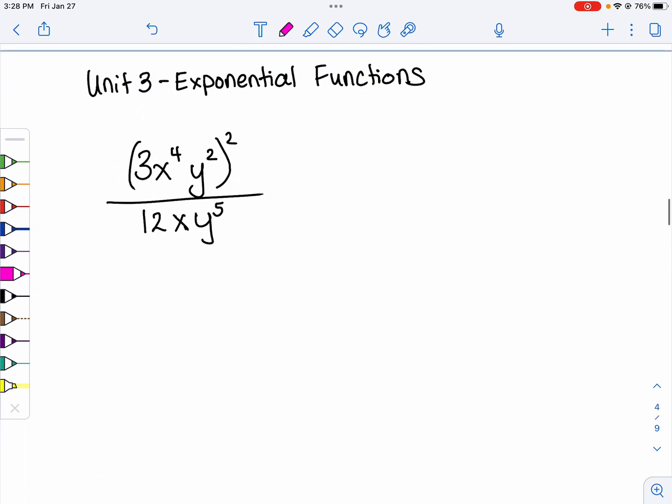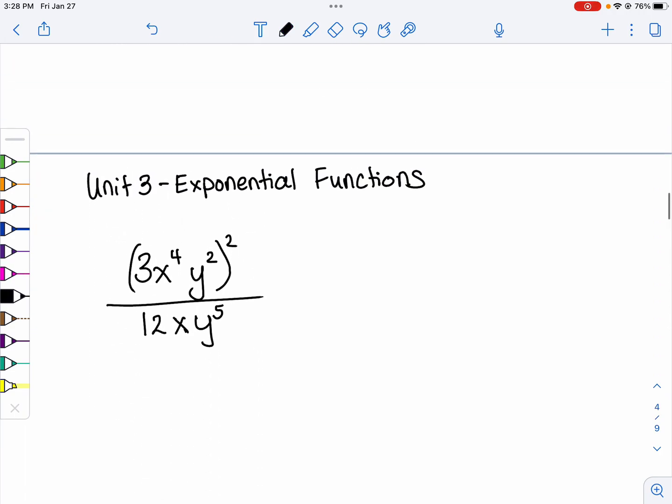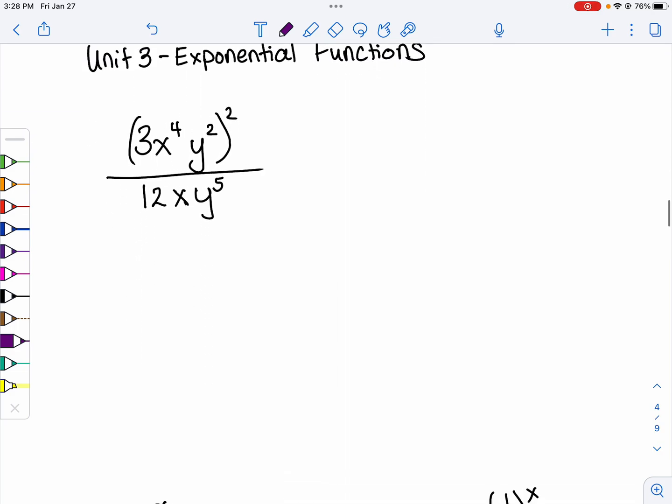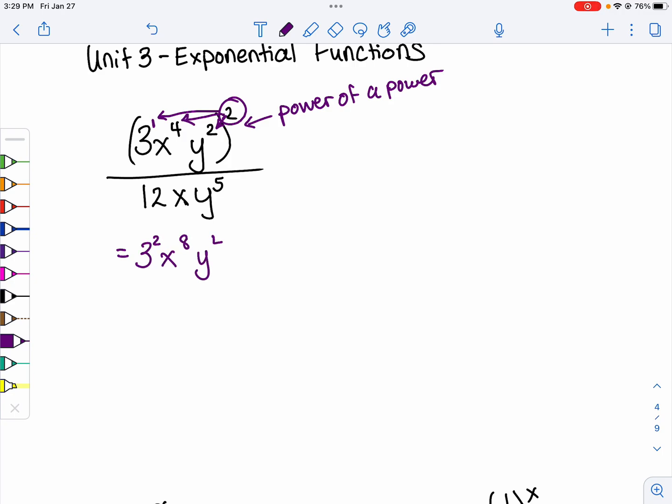Exponential functions. So the main topics were this one, exponent laws. It's good to know all of your exponent laws. So power of a power is first. If you have an exponent like this outside the bracket, you would just multiply it by each exponent inside. Even this 3 has a little exponent 1 on it. So this would become 3 squared, x to the power of 8, y to the power of 4, divided by 12x y to the power of 5.